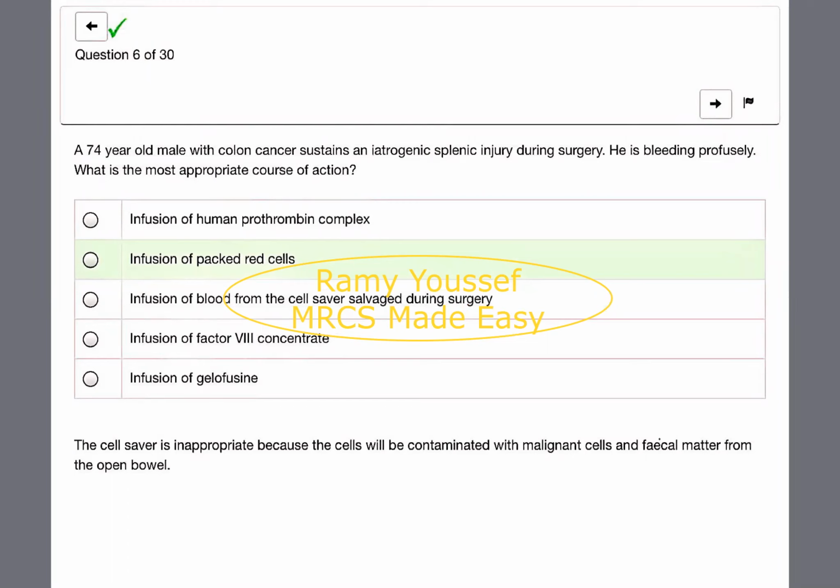Concentrate on this, please, because you will have a question in the exam like this about cell saver and packed RBCs, to test if you know whether cell saver salvage transfusion can be used for a patient with infection or cancer or not. You'll have the same question in the exam.